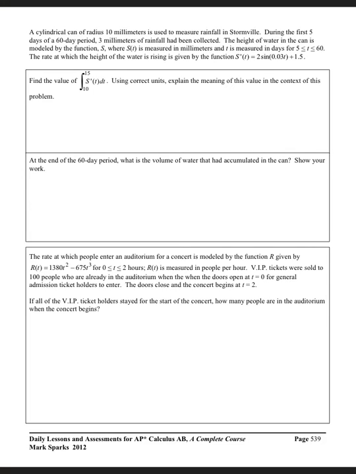So last and final example. A cylindrical can of radius 10 millimeters is used to measure rainfall in Stormville. How creative of a name. During the first 5 days of the 60-day period, 3 millimeters of rainfall had been collected. The height of the water in the can is modeled by the function s, where s of t is measured in millimeters and t is measured in days, for t between 5 and 60. The rate at which the height of the water is rising is given by the function s prime.